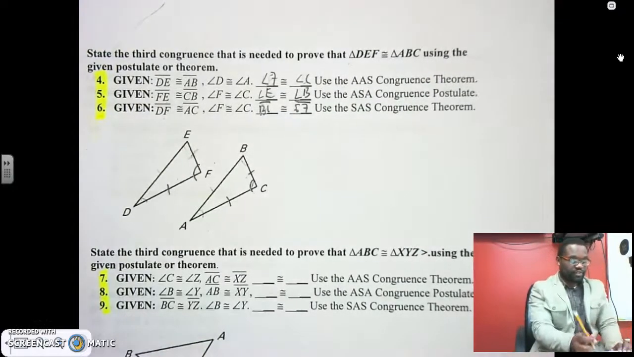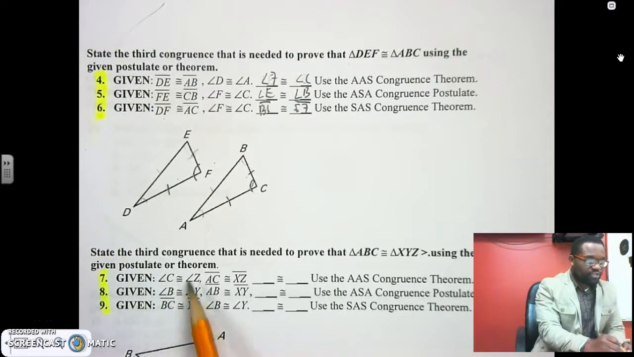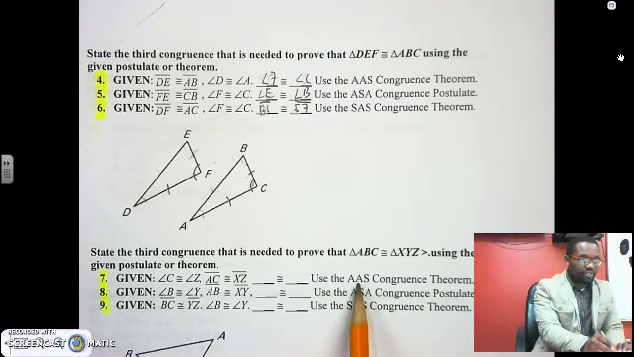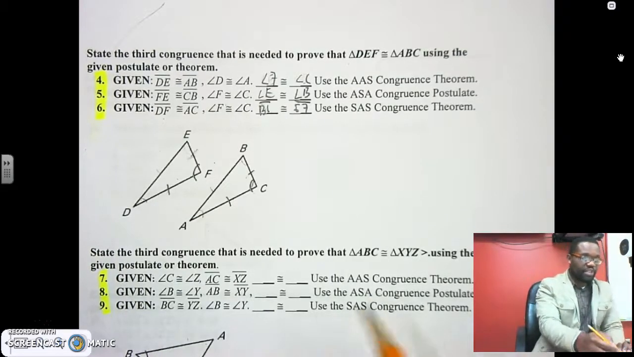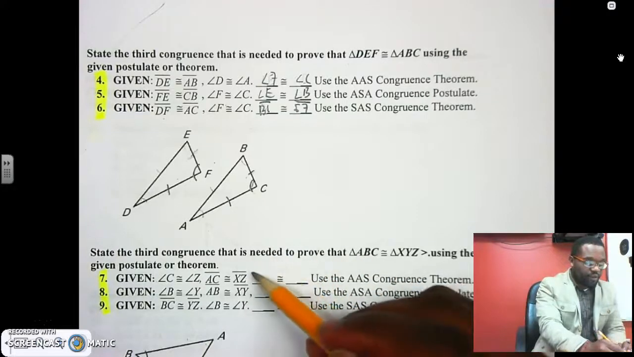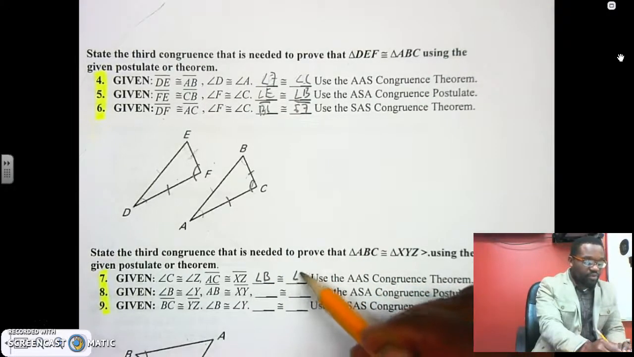Let's just do one of these. Let's do the angle angle side again. If angle C is congruent to angle Z, all right, and segment AC is congruent to XZ, so we got AC and XZ, use the angle angle side congruence theorem. So if it's angle angle side, it can't be angle A and angle X, because they don't need to be sandwiched in between the side. That'll be angle side angle. But angle angle side says use any other angle as long as it's not between there. And so this would be angle B is congruent to angle Y.